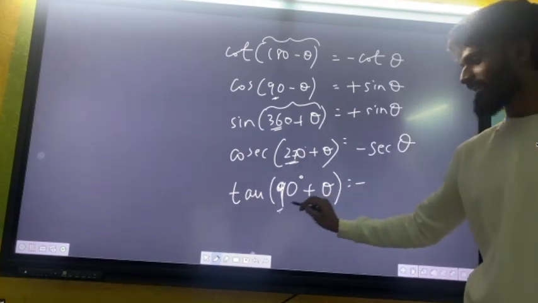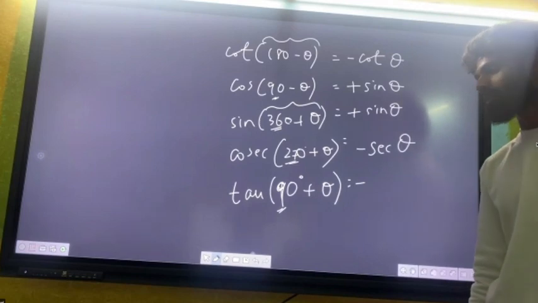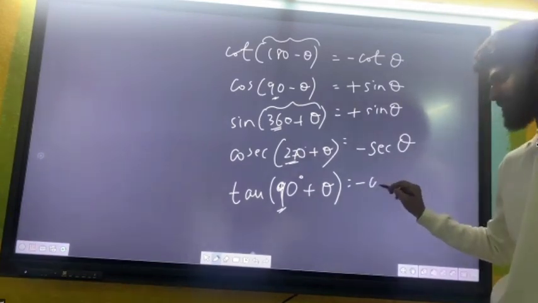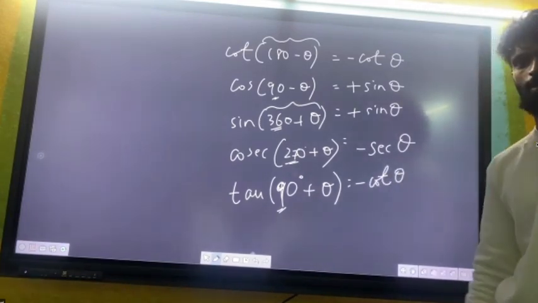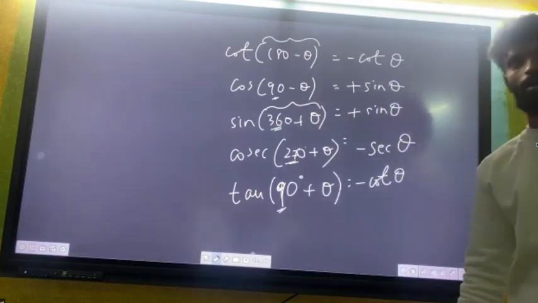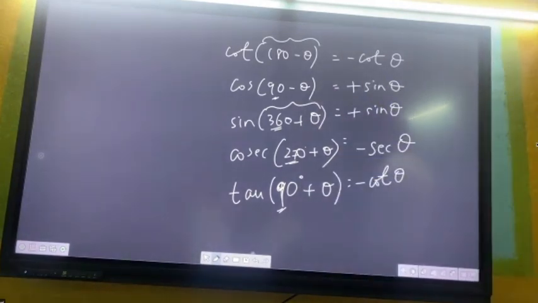Minus. 9 is what number? Tan becomes? Got that? Copy this. Any doubt? You'll get confused obviously. 1, 2, 3, 4, reverse order, and take clockwise, that's all.